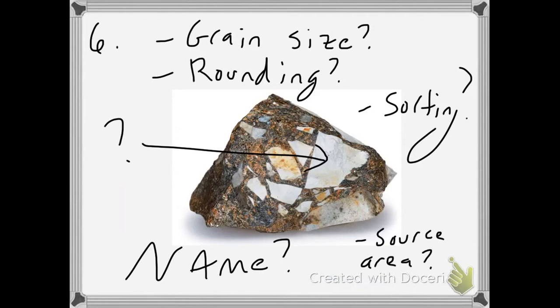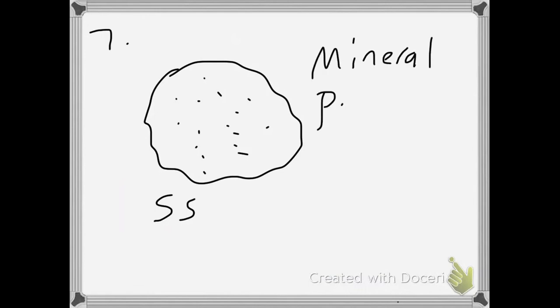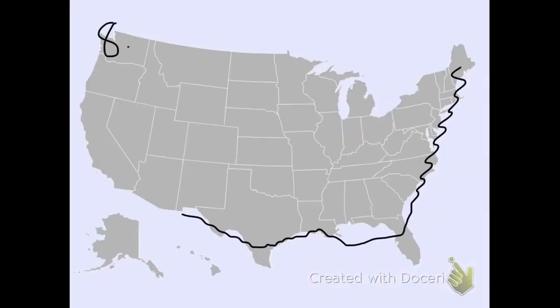Okay, have the particles in this rock traveled far from their source area, or not very far at all? Question number 7, we have a nice sandstone. What mineral in this sandstone is going to predominate? What mineral is predominant in that sandstone? And if you guessed the Q, you're absolutely correct.